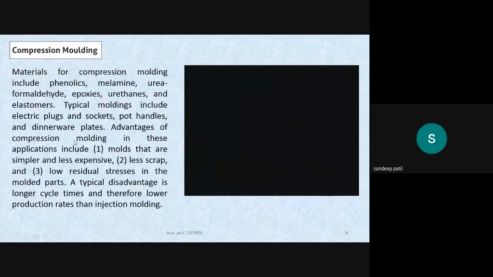The advantages of compression molding in these applications include simpler and less expensive molds, less scrap, and low residual stresses in the molded part. The typical disadvantage is longer cycle time and therefore a lower production rate than injection molding. Now we will see this video regarding compression molding.